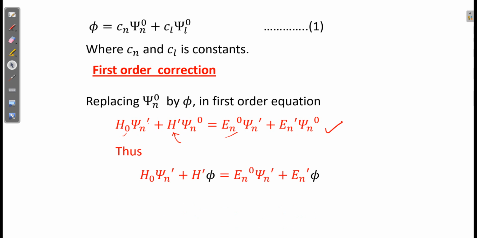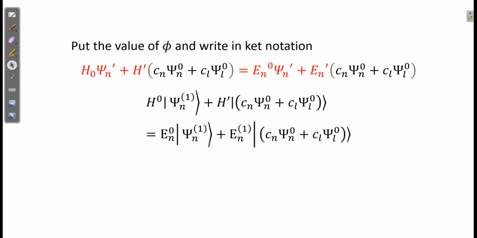Now replacing psi n naught by phi. Now put the value of phi from equation number 1. We substituted the value of phi in H naught psi n dash and in En naught psi n dash. This equation can be written in ket notation.